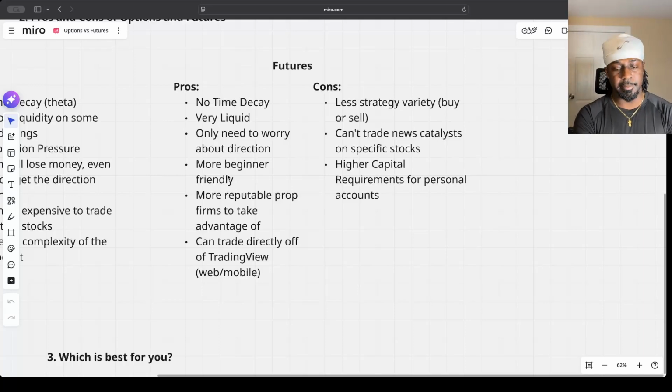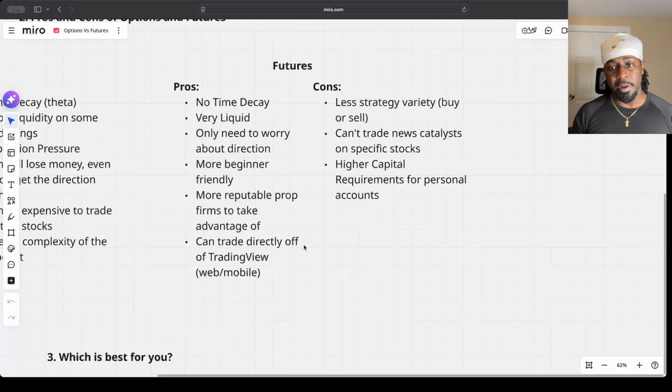Options are very complex and they really take a lot to learn and understand. Futures are complex as well. I'm not going to say that they're easy, but I just believe that they're easier to understand, right? You enter here, it's either going to go up or it's going to go down. Here's your target, here's your stop loss, right? Okay, cool.